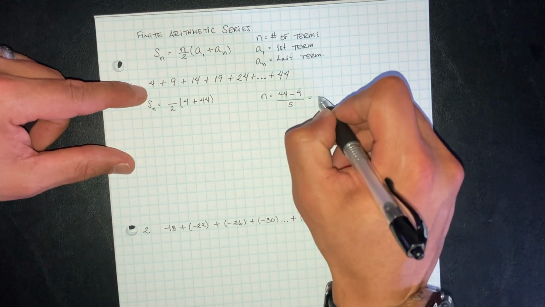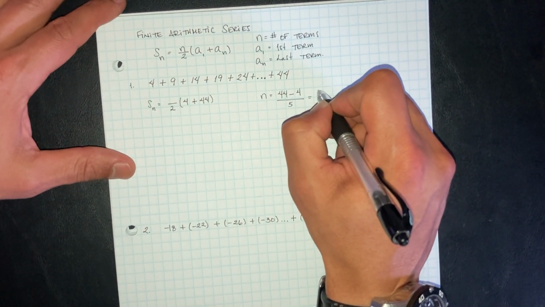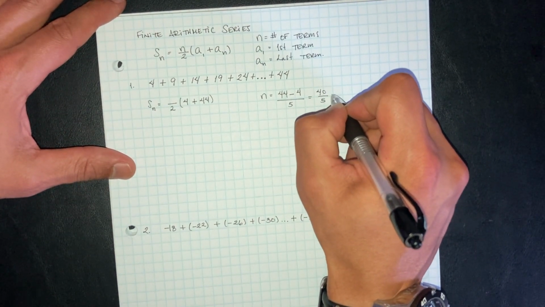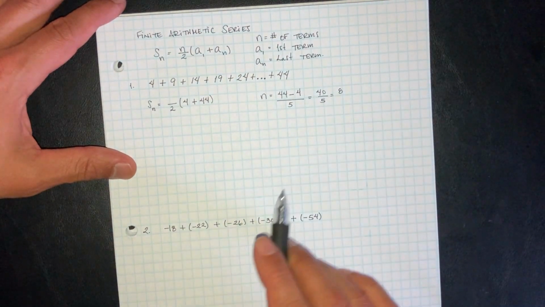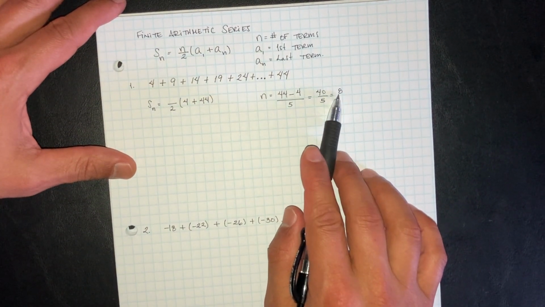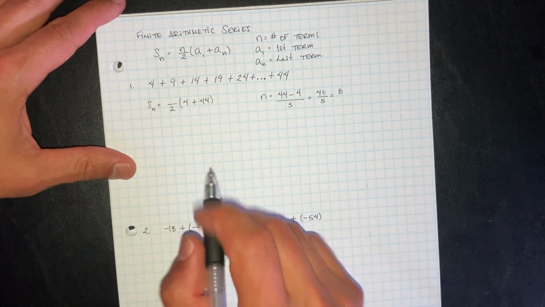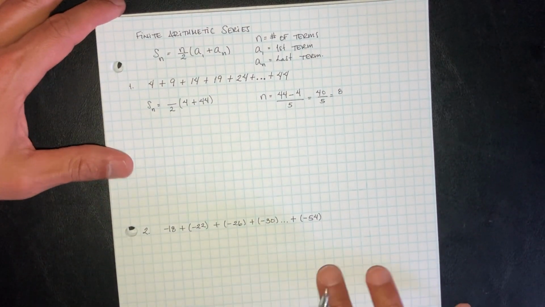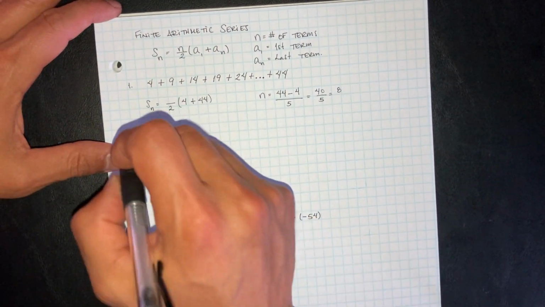So 44 minus 4 is 40. Divided by 5 is 8. So does that mean there's 8 terms? No, there's not 8 terms. There's one more. There's 9. Okay? Hay 9 números.